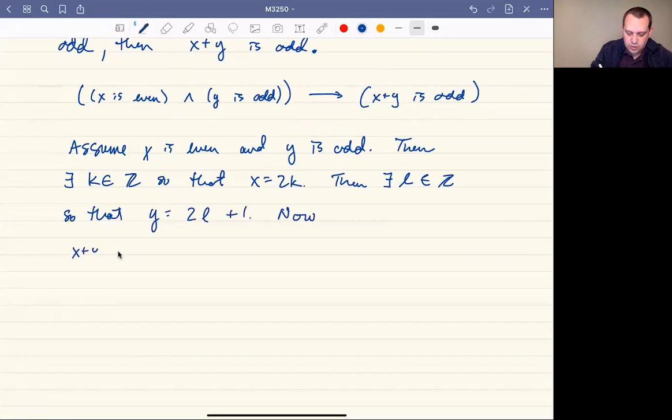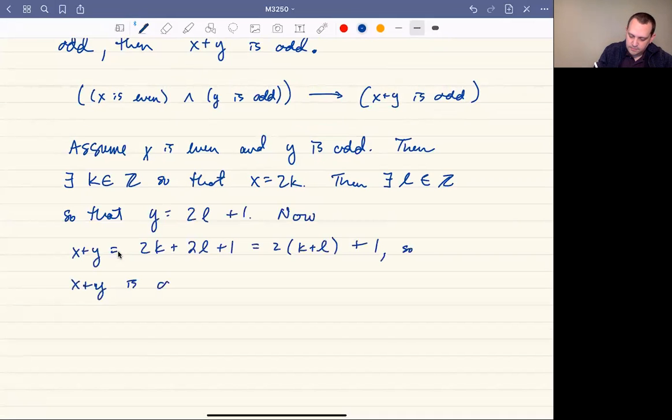So x plus y is equal to 2k plus 2L plus 1. But that's going to be odd because you can write it as 2 times an integer plus 1. In this case, the integer is k plus L. So x plus y is odd. Okay, so there's our proof.